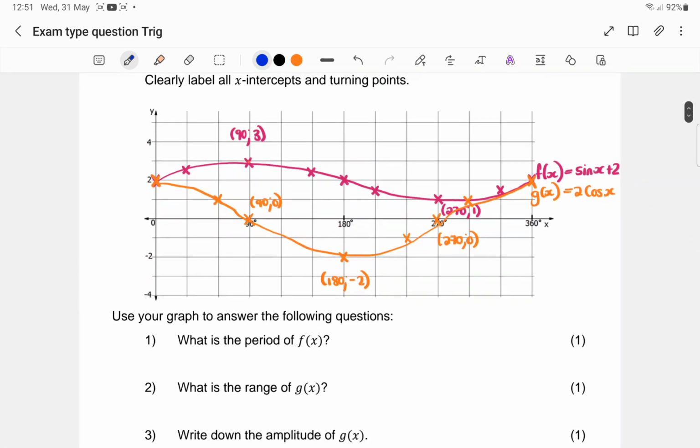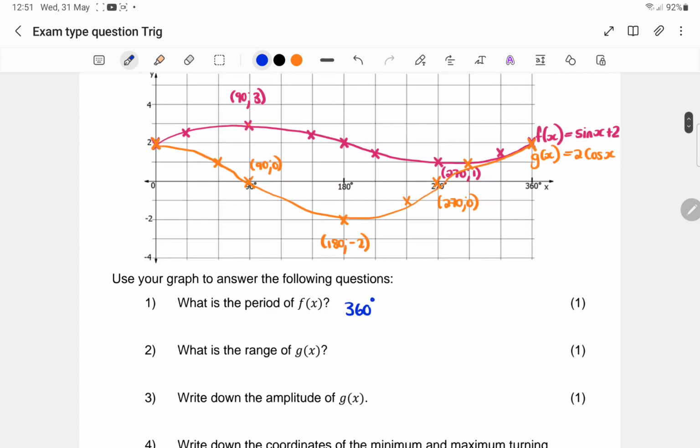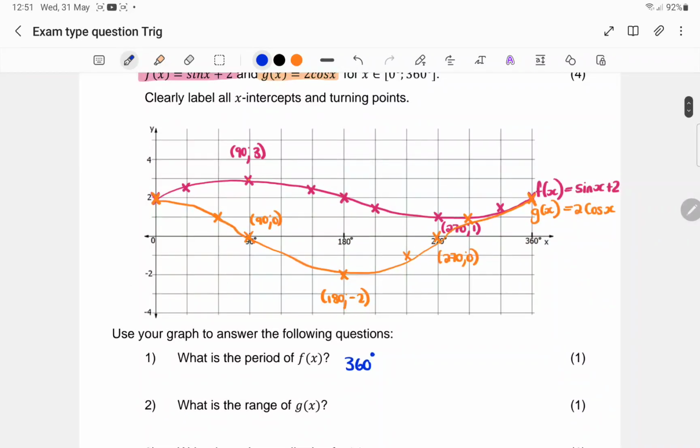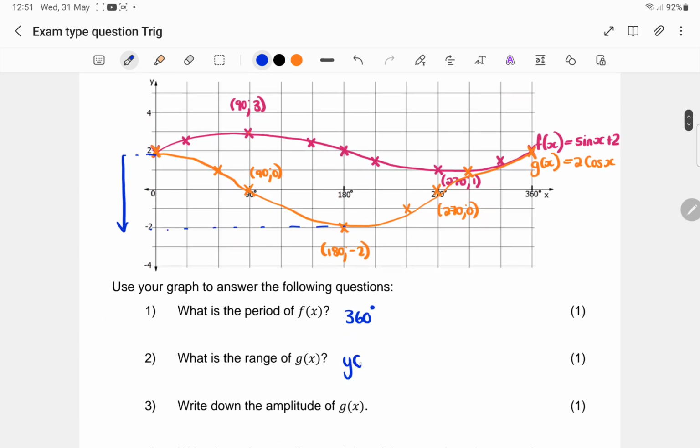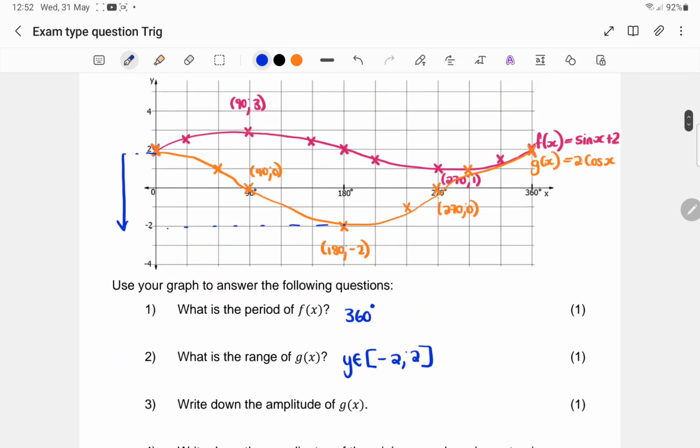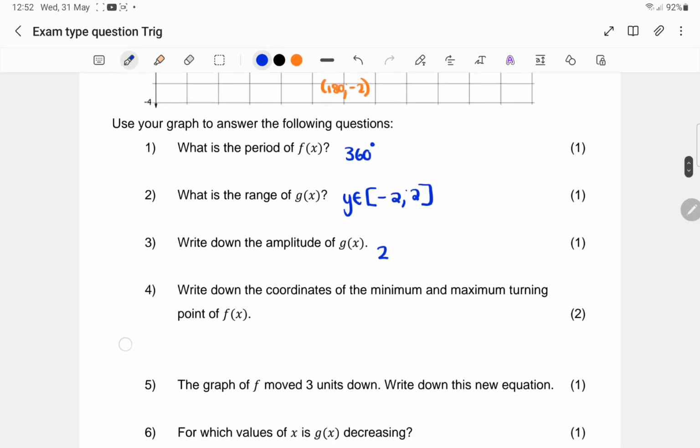It says, use the graph to answer the following questions. What is the period of f of x? Very nicely, I can see f of x is the sine graph, and the period for sine and cosine is always 360 degrees. What is the range of g of x? If I had to put a ping pong ball here, you can see it's going to range from the minimum, which is negative 2, all the way up to 2. So you're going to say y is an element of square brackets, negative 2 all the way to 2. Write down the amplitude of g of x. It's 2 because it's 2 cos x.